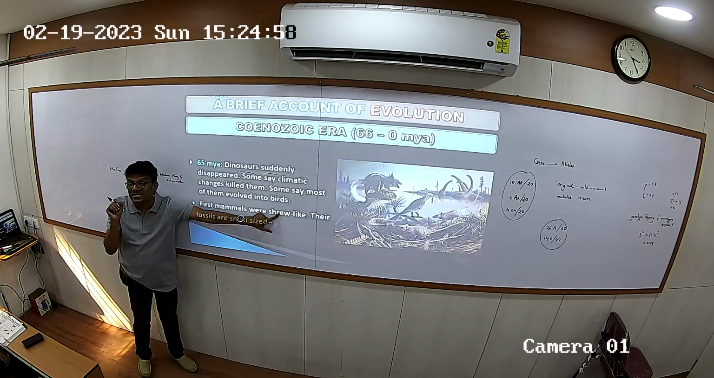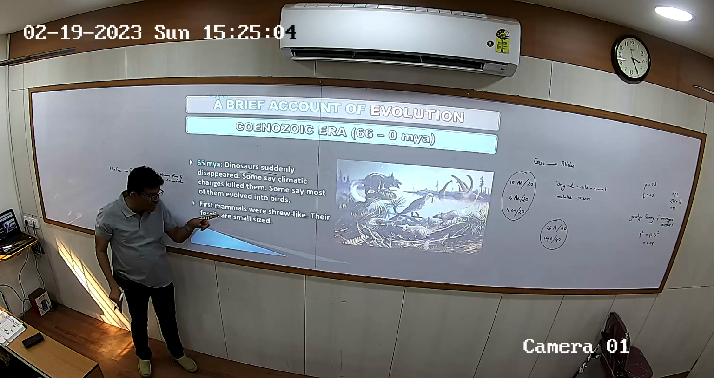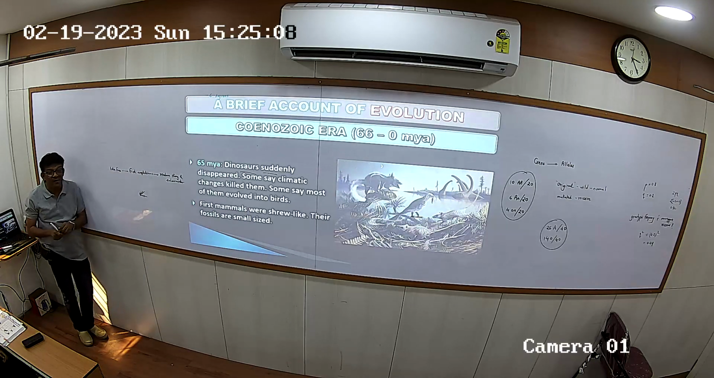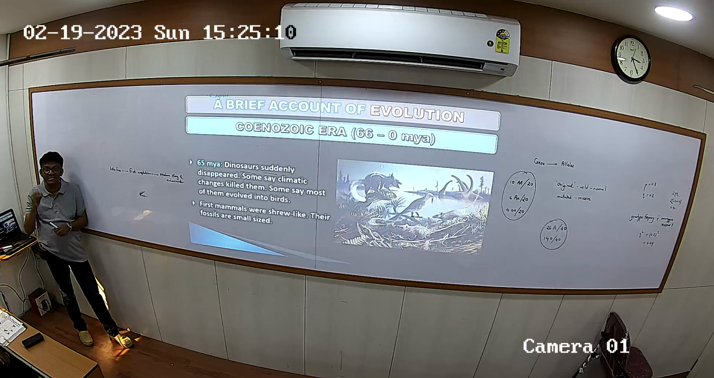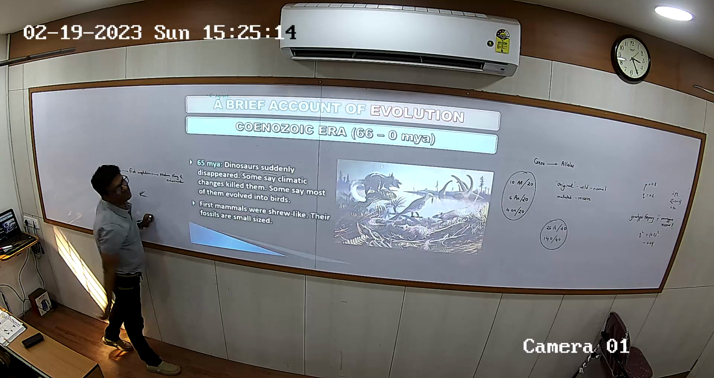And all the present-day mammals, including humans, evolved due to adaptive radiation of this shrew. So if you trace back our history or the history of any mammal, we will arrive at this example.